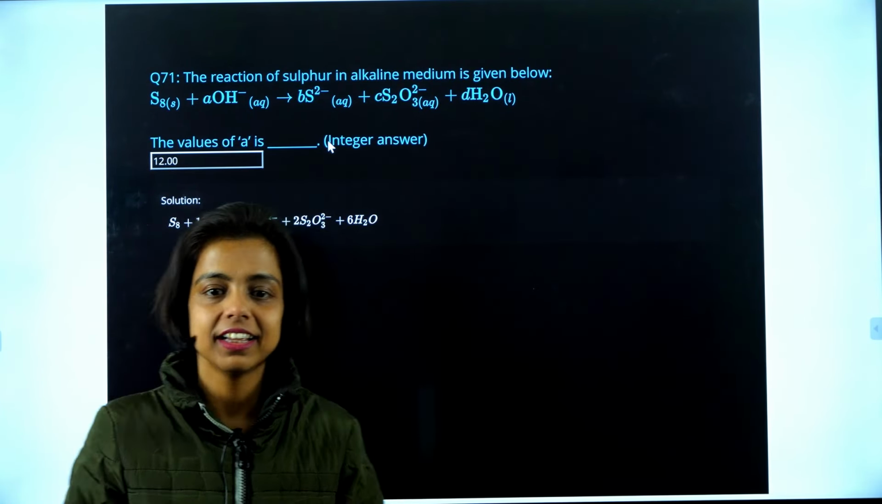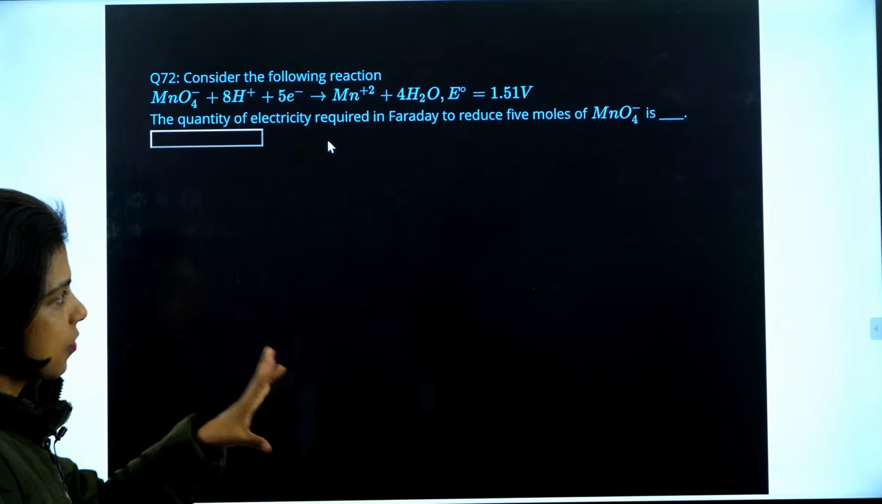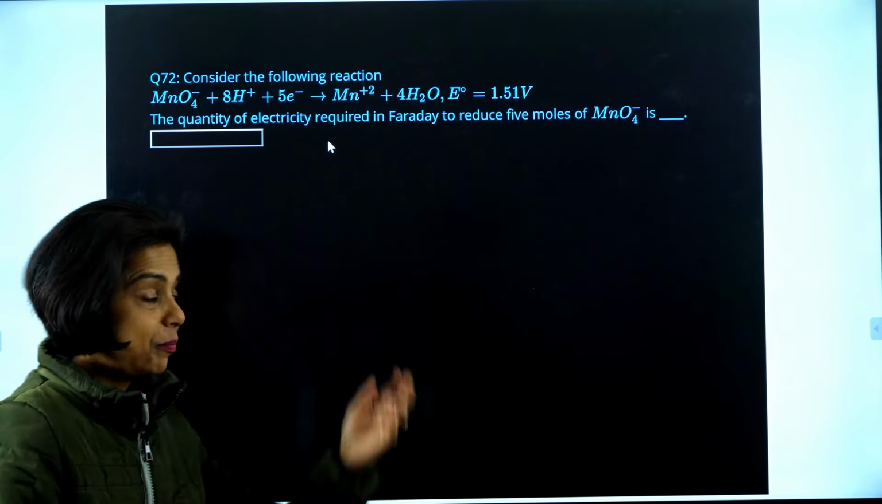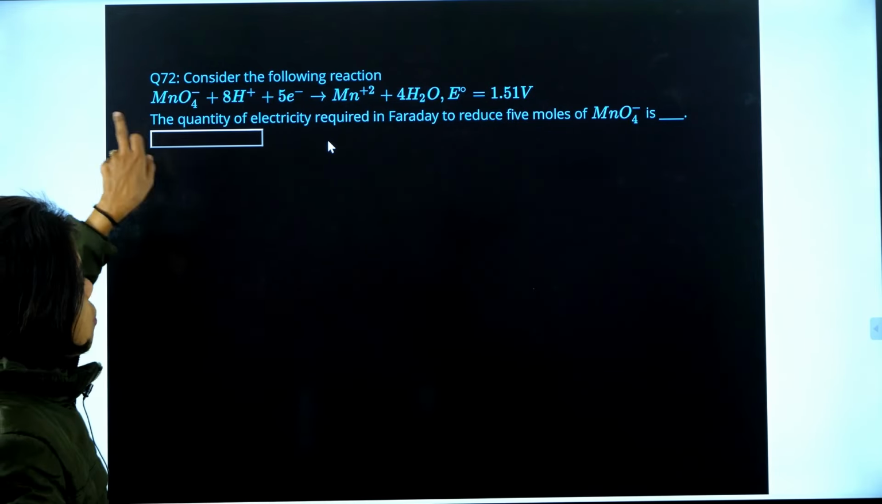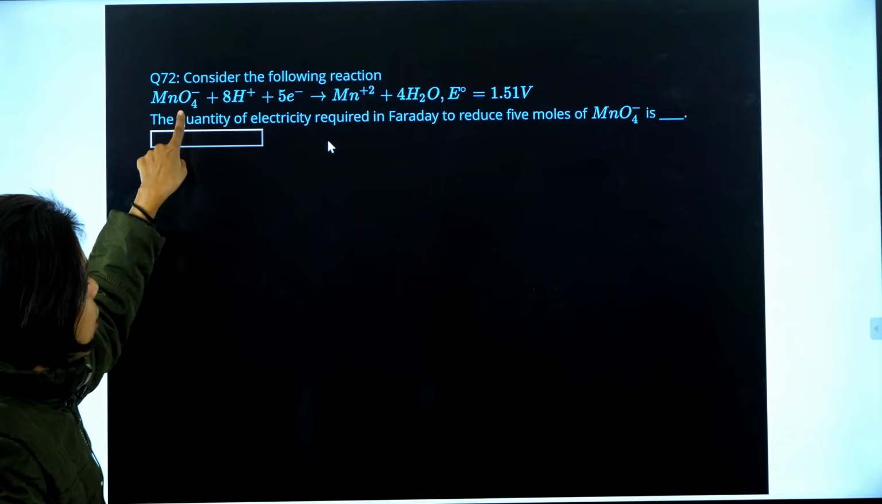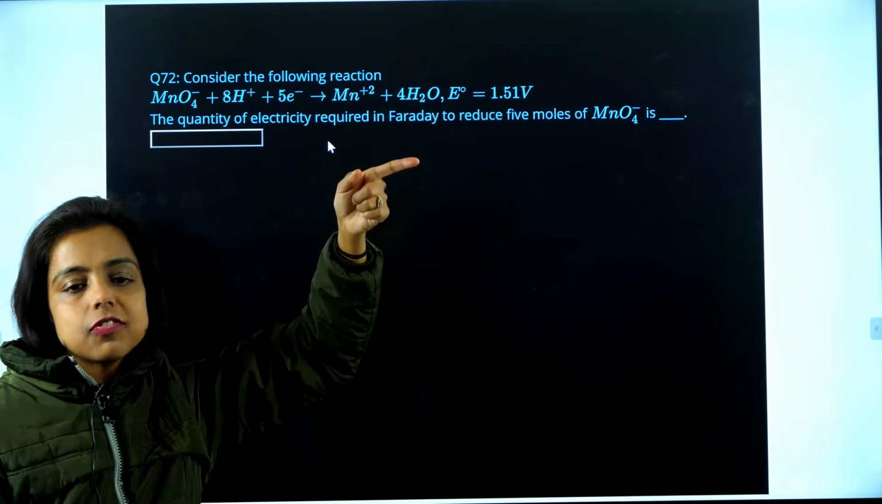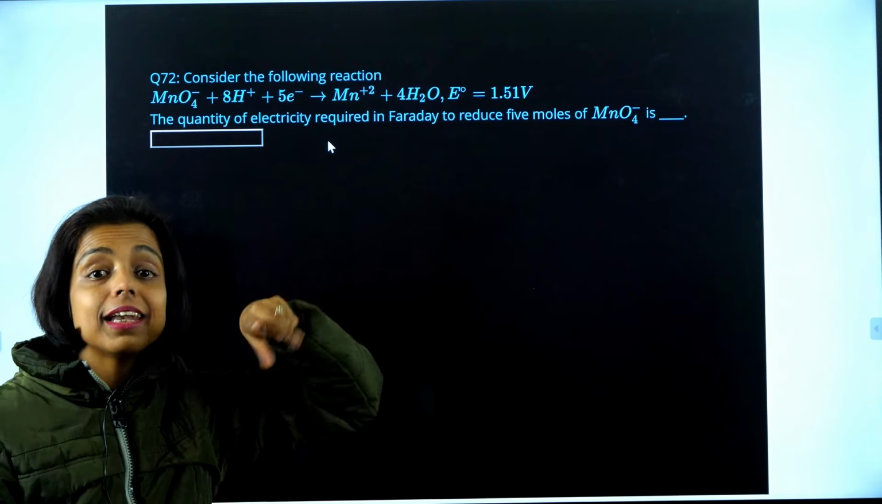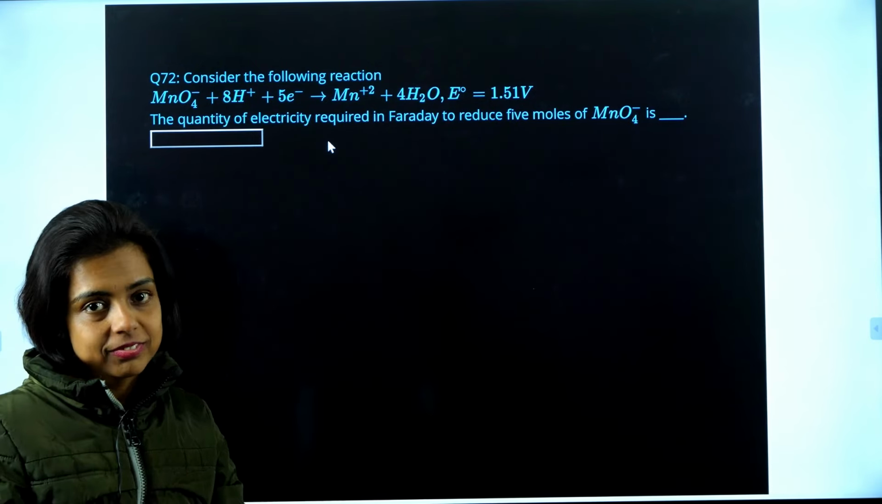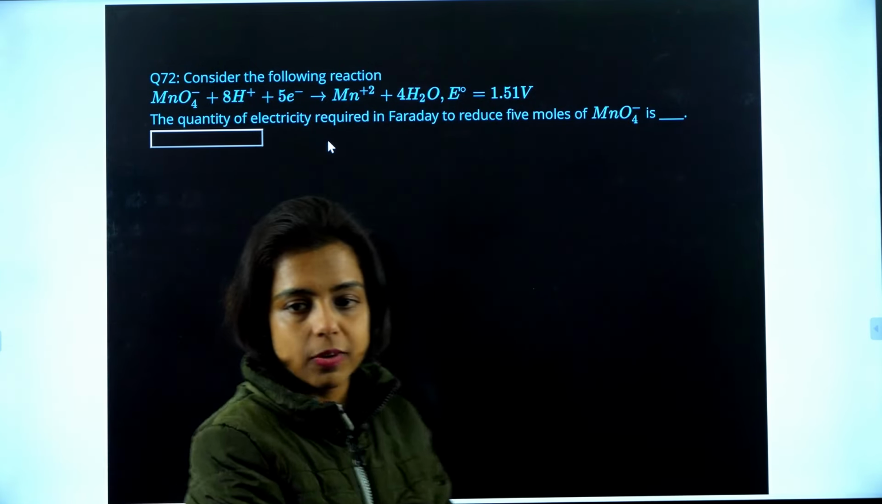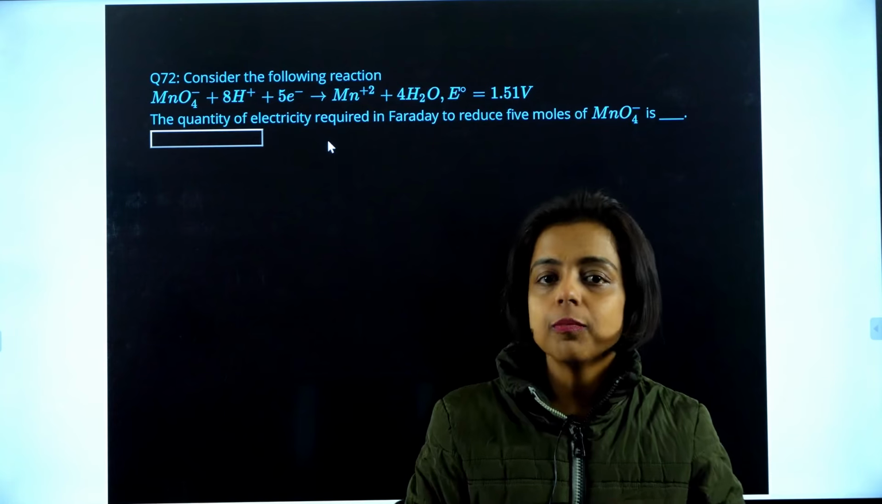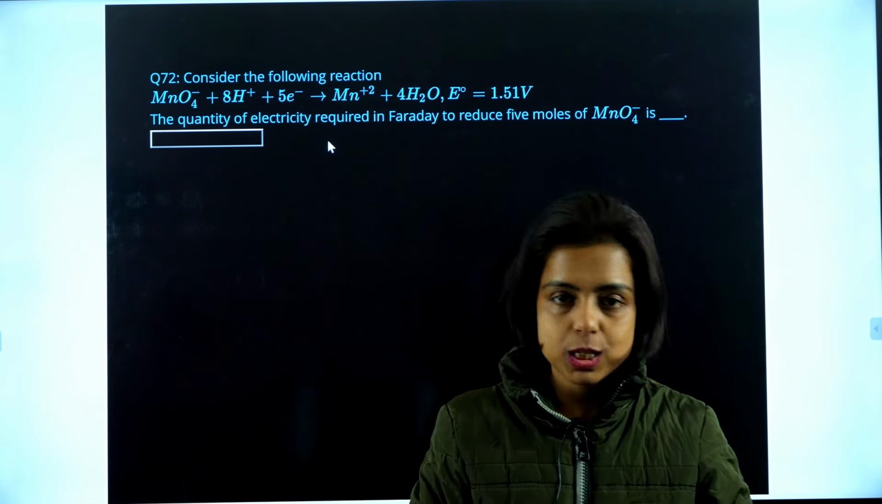Now there is a reaction given to us: the quantity of electricity required in Faradays to reduce 5 moles of MnO4 negative. Very simple. No need to use a calculator. So the reaction is given. 1 mole of MnO4 is reduced by 5 moles of electrons. So 5 moles of MnO4 negative will be reduced by 25 moles of electrons. Right? So to reduce 5 moles of MnO4 negative, we need 25 moles of electrons as per the equation.